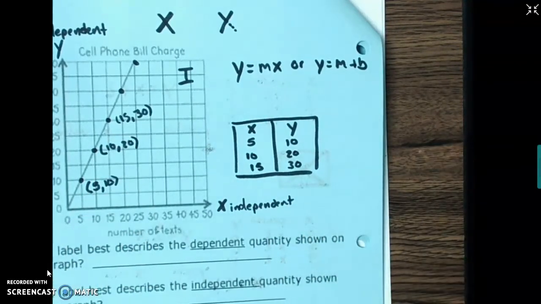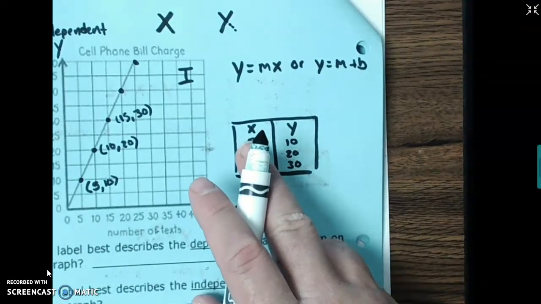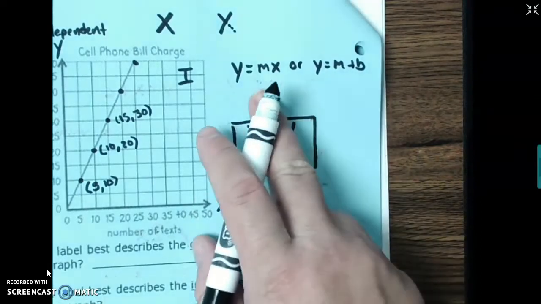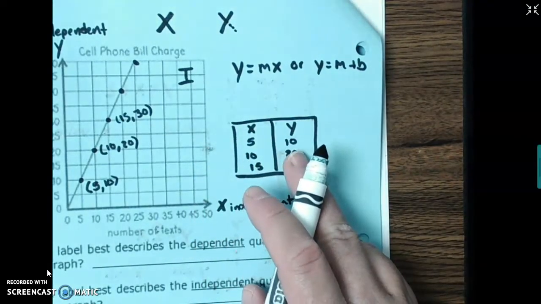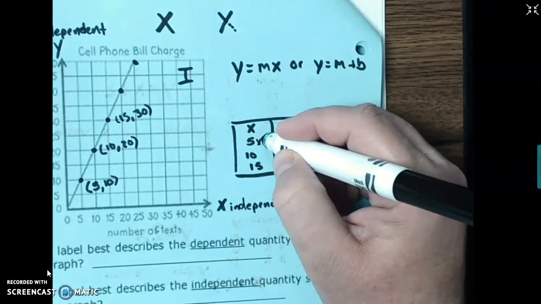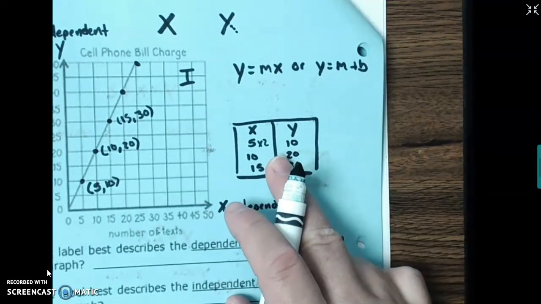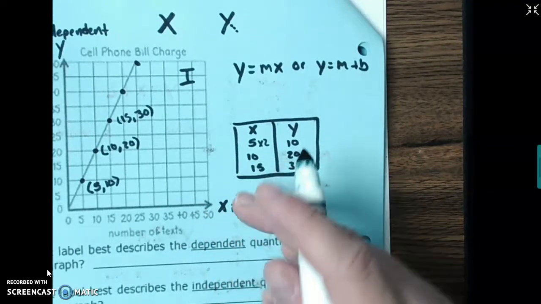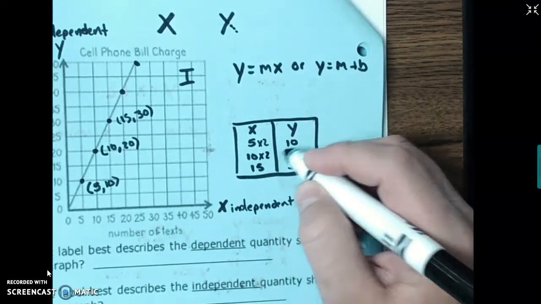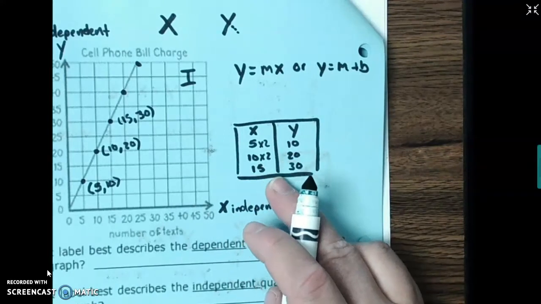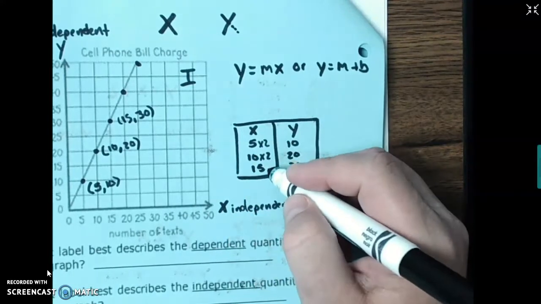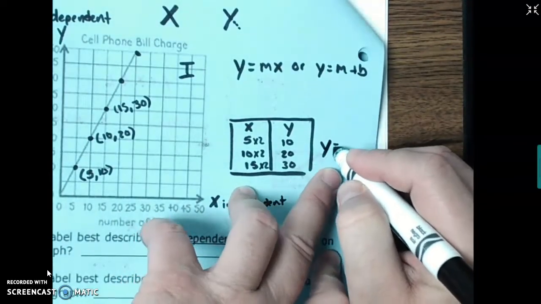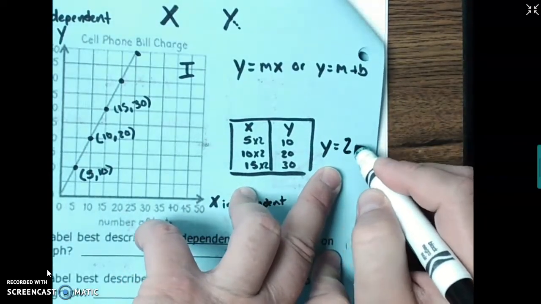And then we want to look at our process. How do I get from x to y? What am I doing to x to get my y value? Am I adding? Am I multiplying? 5 times 2 is 10. Let's see if that works. Now, 5 plus 5 is also 10, so we need to figure out which one it is. 10 plus 5 is not 20, but 10 times 2 is. 15 plus 5 is not 30, but 15 times 2 is. So our equation then is y equals 2 times our x value.